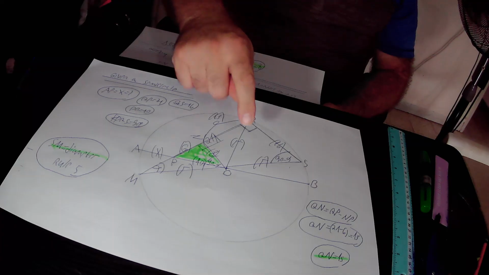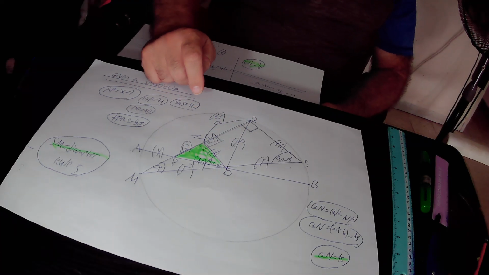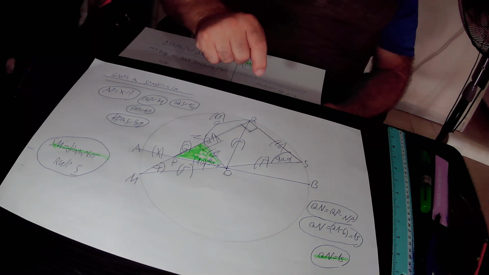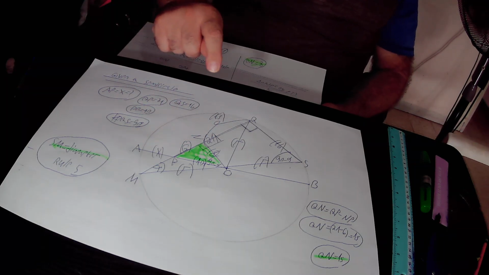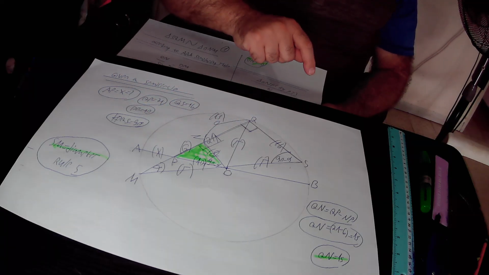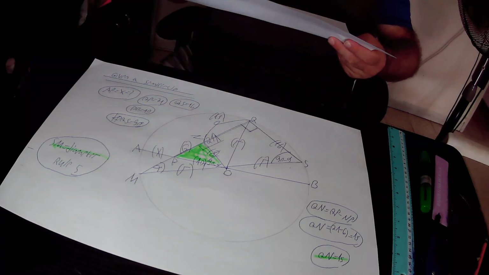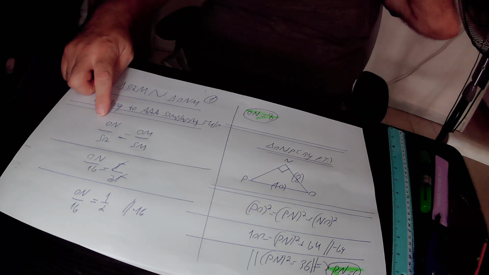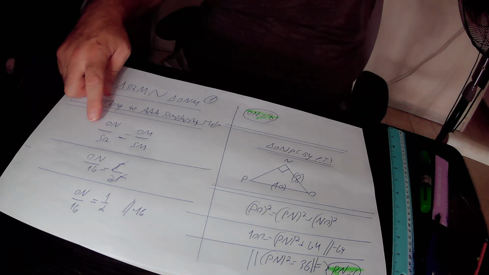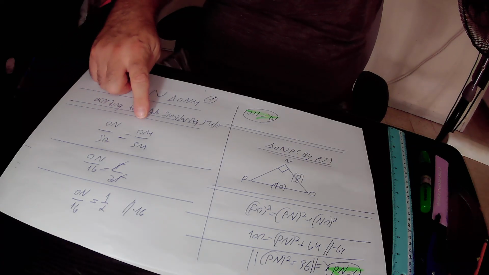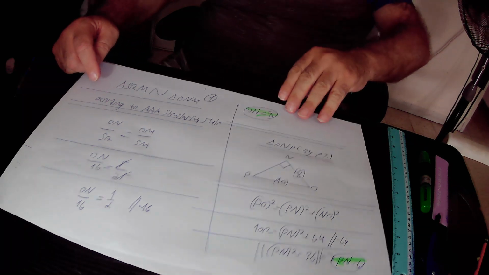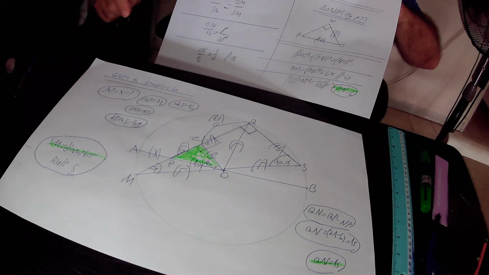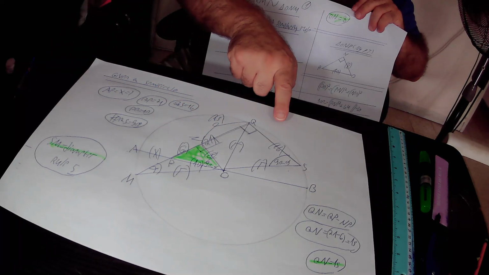We derive that side ON of the small right triangle ONM over side SQ of the big right triangle SQM is equal to side OM of the small right triangle ONM over side SM of the big right triangle SQM. To repeat, side ON of the small triangle over side QS of the big triangle is equal to side OM over side SM. ON is the missing side, so we leave it as it is, over QS.